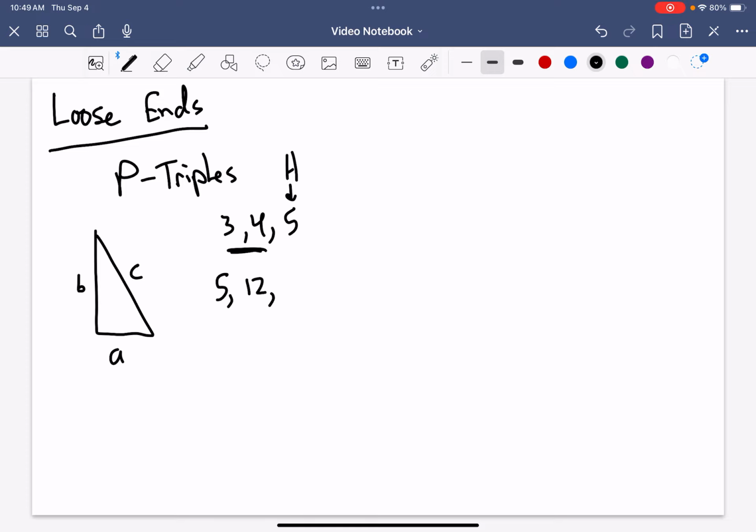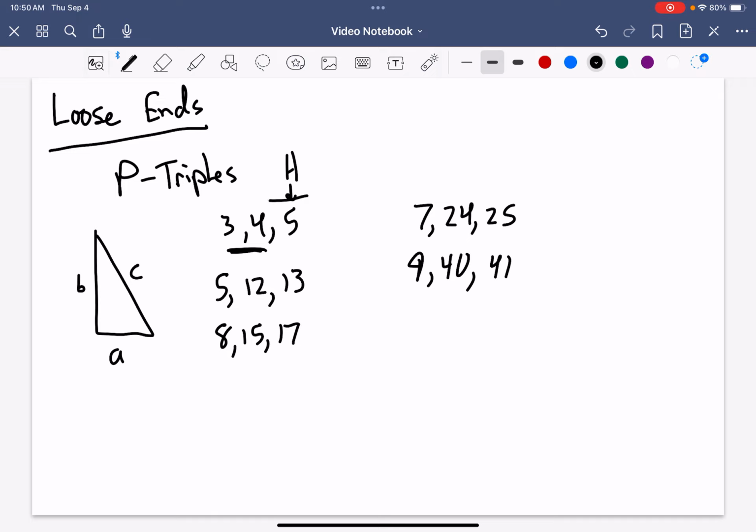5, 12, 13. Same thing. That's a Pythagorean triple where it's just always going to work out. You don't need to crunch all the numbers. Another one would be 8, 15, and 17. That one works. A couple others that tend to pop up every now and then: 7, 24, and 25. And the last one is 9, 40, and 41. Now, there are more. There's a lot of them out there, but these are the more popular ones, especially the ones on this side. You tend to see those a lot.